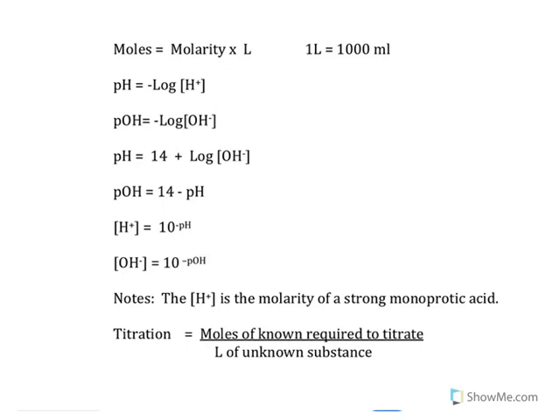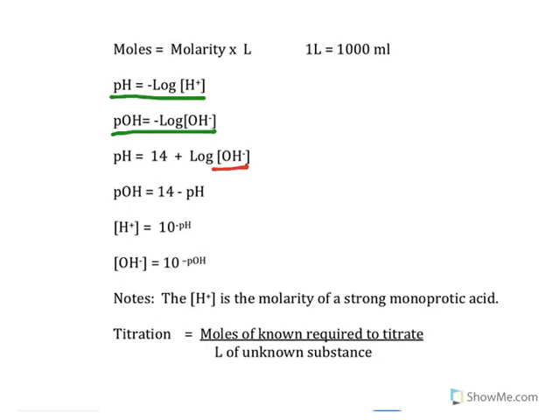But if you look right here, here's how we calculate pH, just the negative log of the H plus. Here's how we calculate pOH, it's the negative log of the OH minus. Remember, the H plus is the concentration of the acid, the OH minus is the concentration of the strong base. Now if we want to calculate pH given the OH minus, we'd have to do 14 plus the log of the OH minus.